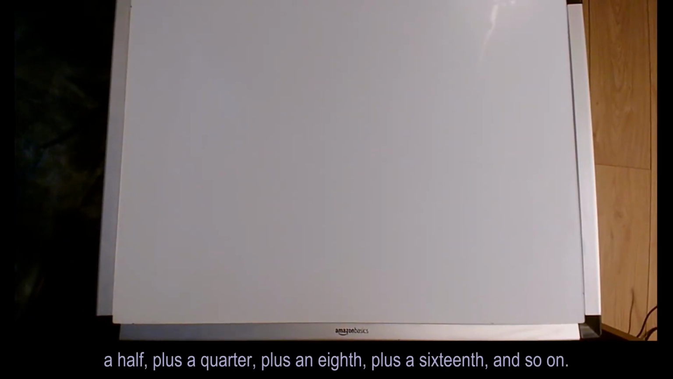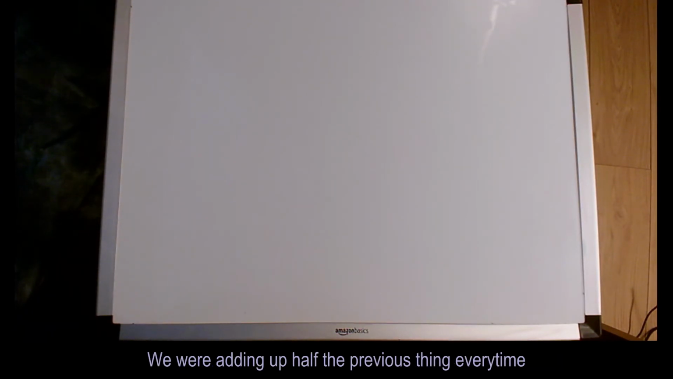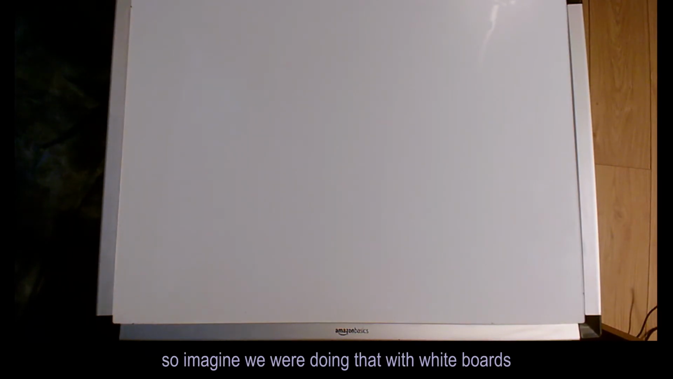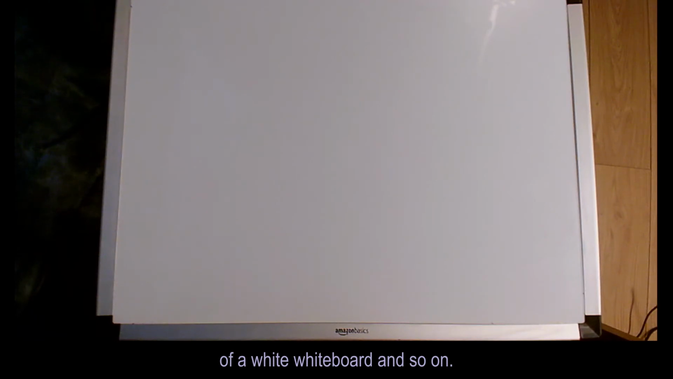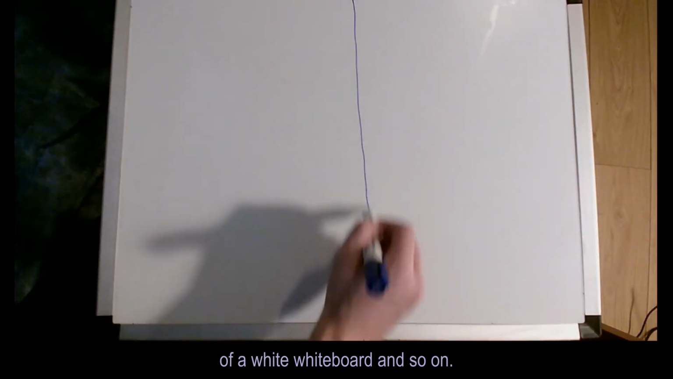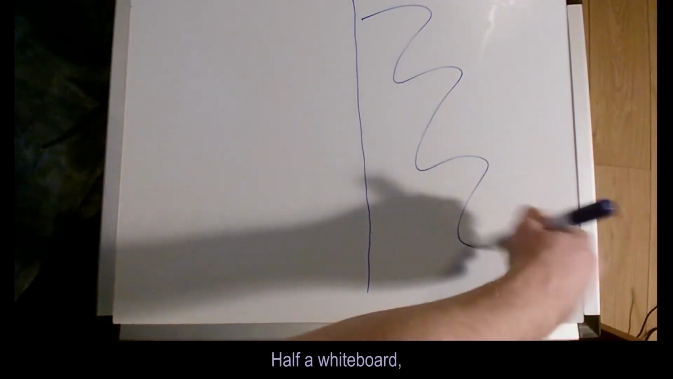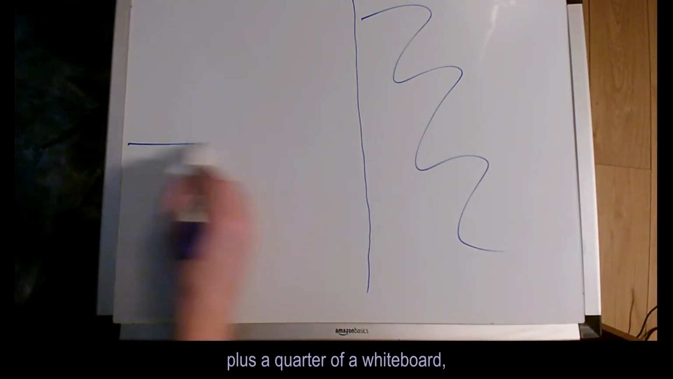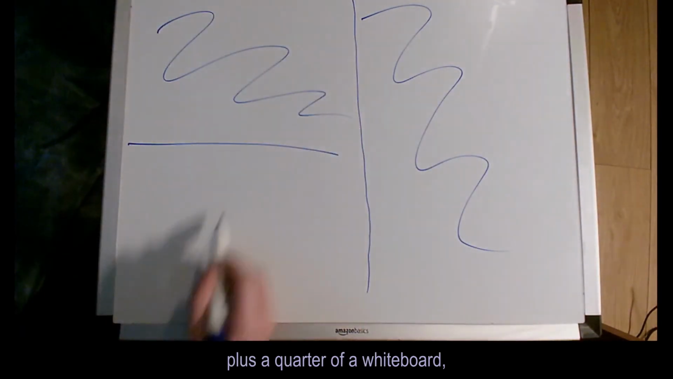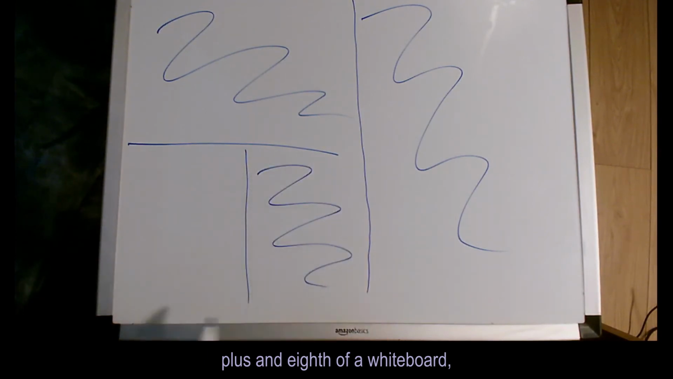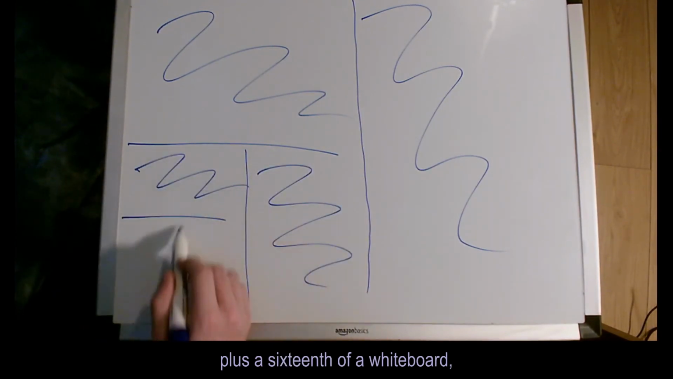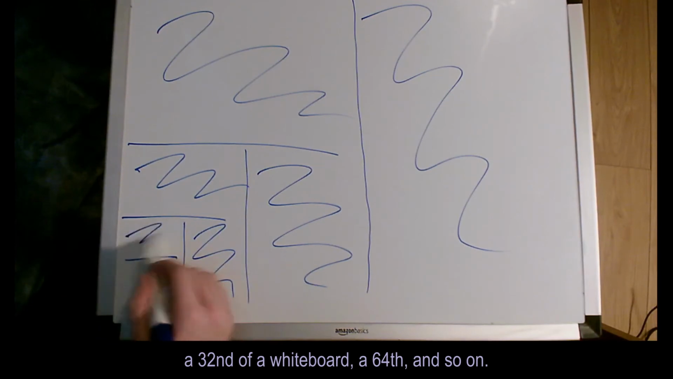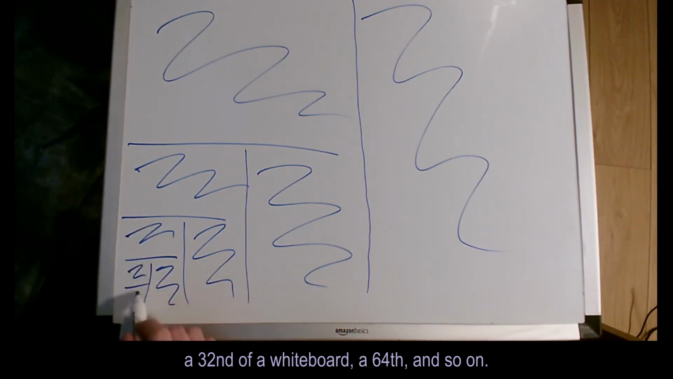So what were we doing? We were adding up a half plus a quarter plus an eighth plus a 16th and so on. We were adding up half the previous thing every time. So imagine we were doing that with whiteboards. We were adding half a whiteboard plus a quarter of a whiteboard plus an eighth of the whiteboard plus a 16th of the whiteboard, a 32nd of the whiteboard, a 64th, and so on.